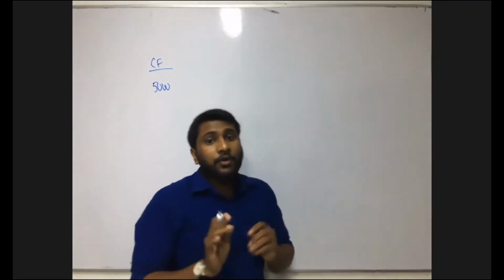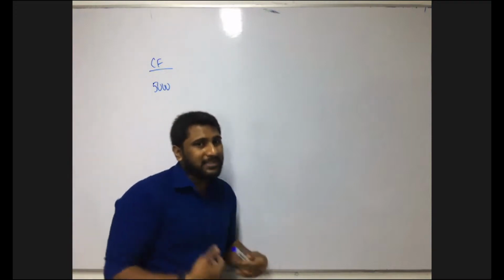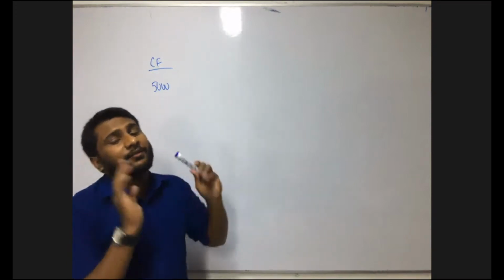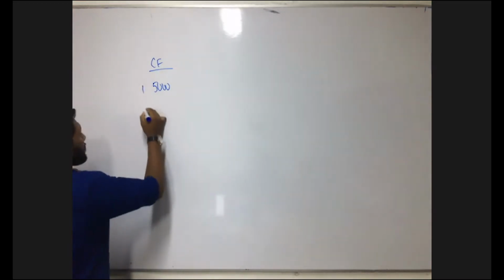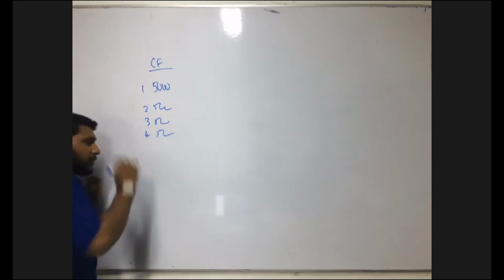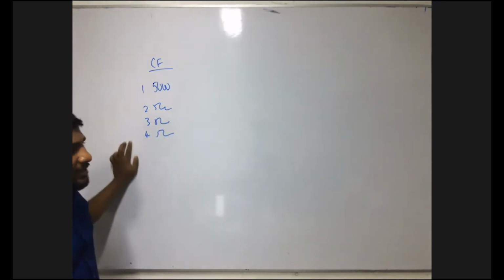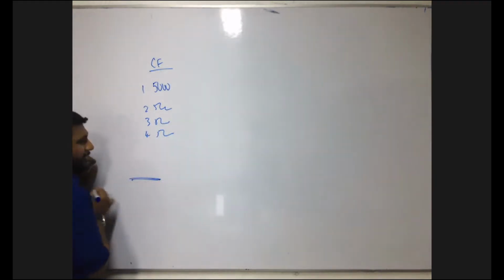For the foreseeable future means that until the company lasts, however many years the company is lasting, until then you will get this 5,000, 5,000, 5,000 every year. That means year 1, 5,000, year 2, 5,000, year 3, 5,000, year 4, 5,000. For all the years you will get this 5,000, but you don't know what the ending point is.